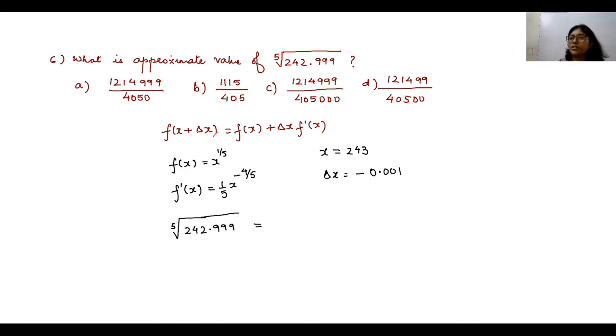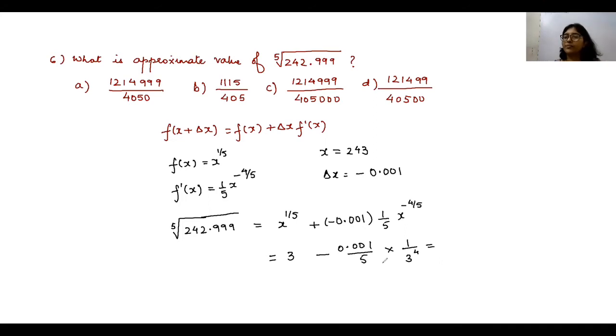So that we have this term. So f of x plus delta x is this value, the fifth root of 242.999, which is equal to f of x plus delta x into f dash x. Now put the value of x, that is 243 raised to 1 by 5, which will be 3. And this will be 1 upon 3 raised to 4. Simplify this to find the answer.